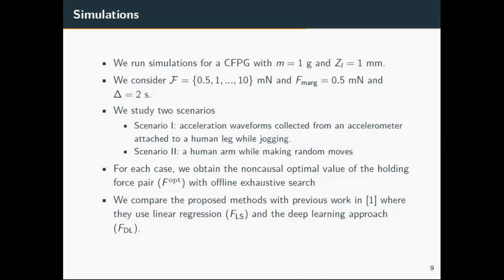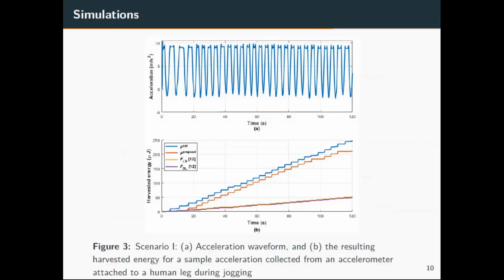So for the experiments, we use two scenarios. One scenario is an accelerometer attached to the leg while jogging, and the other one attached to the arm, making random moves. And of course, we followed the research ethics protocols of NIST and Concordia University to collect this data. And in the next slide, we see the results that we get from the proposed method.